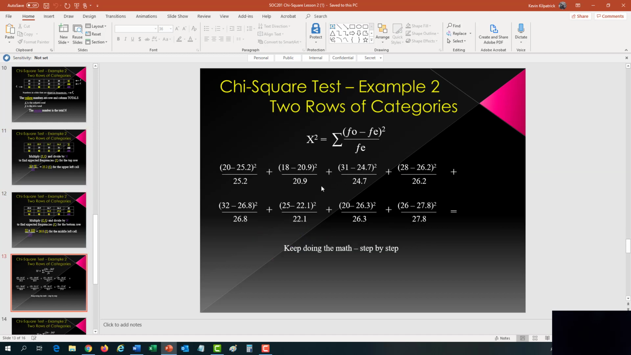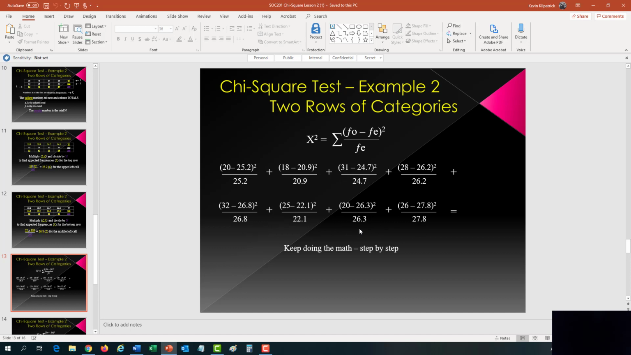So I have those two numbers here. 18 minus 20.9, square that result, and divide that by 20.9. And you keep going, cell by cell, and use the observed and expected frequencies. So you have the top row with the top row numbers, and then the bottom row with the bottom row numbers.